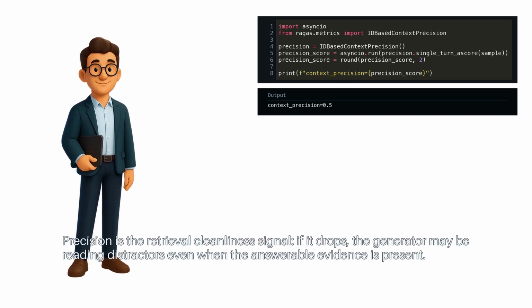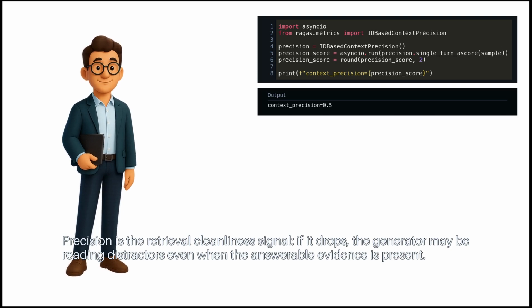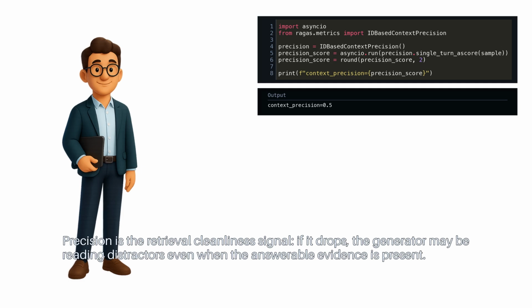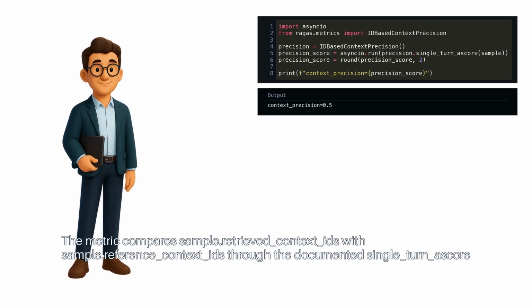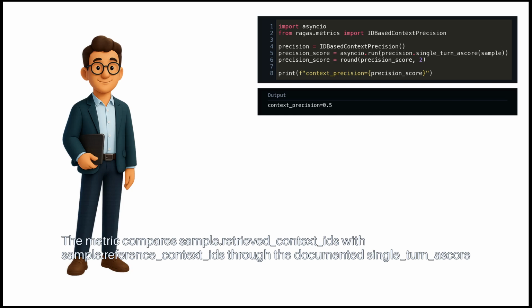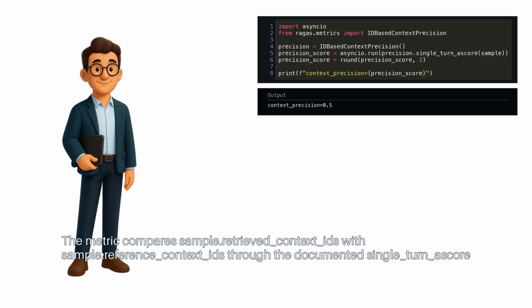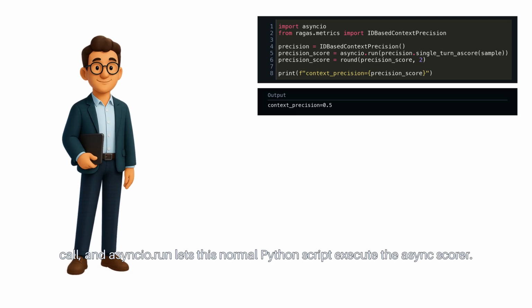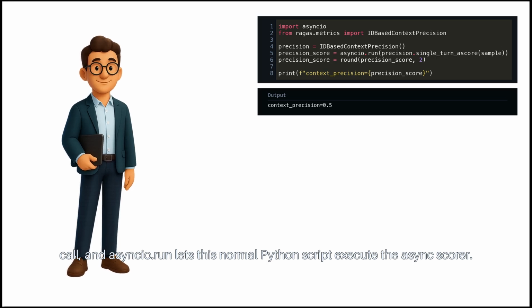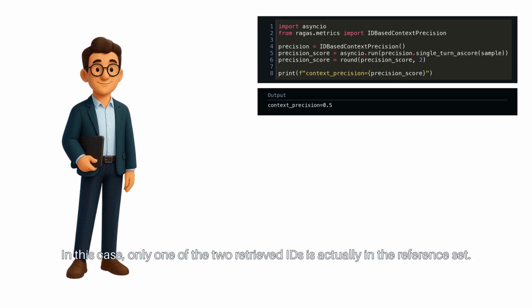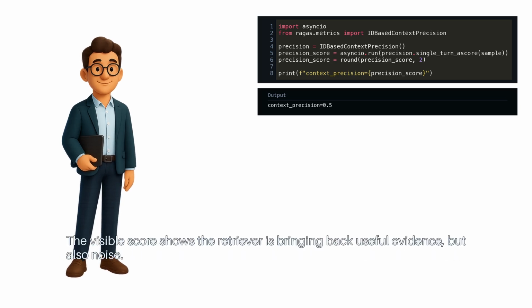Precision is the retrieval cleanliness signal. If it drops, the generator may be reading distractors, even when the answerable evidence is present. The metric compares sample.retrieved_context_ids with sample.reference_context_ids through the documented SingleTurn ascore call, and asyncio.run lets this normal Python script execute the async scorer. In this case, only one of the two retrieved IDs is actually in the reference set. The visible score shows the retriever is bringing back useful evidence, but also noise.